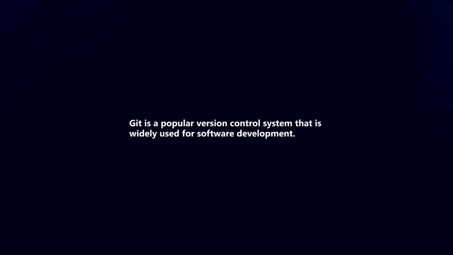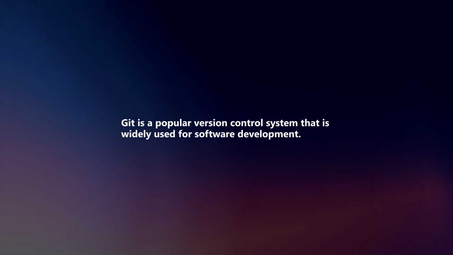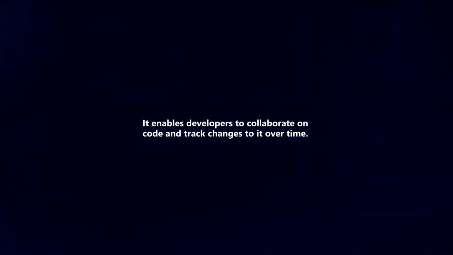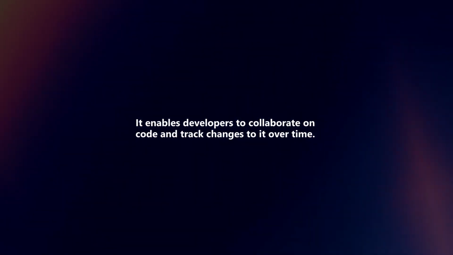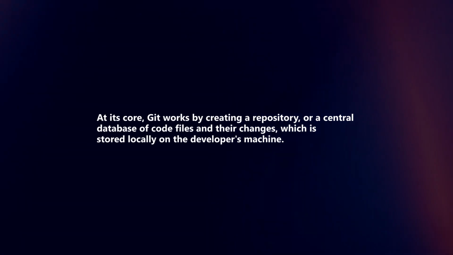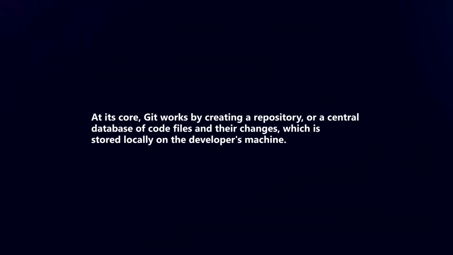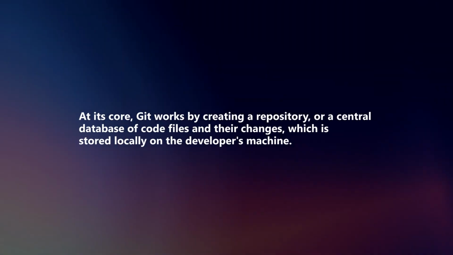Git is a popular version control system that is widely used for software development. It enables developers to collaborate on code and track changes to it over time. At its core, Git works by creating a repository, or a central database of code files and their changes, which is stored locally on the developer's machine.